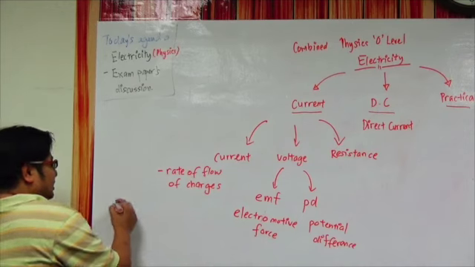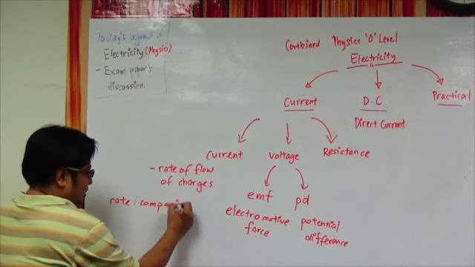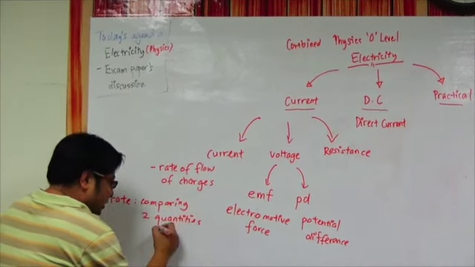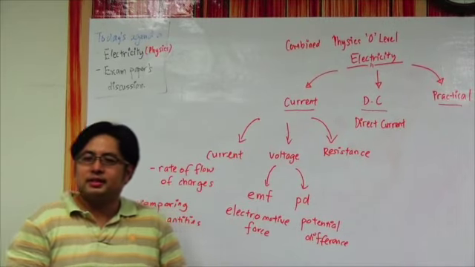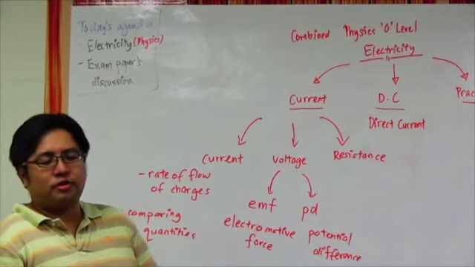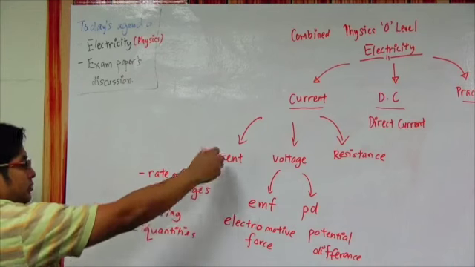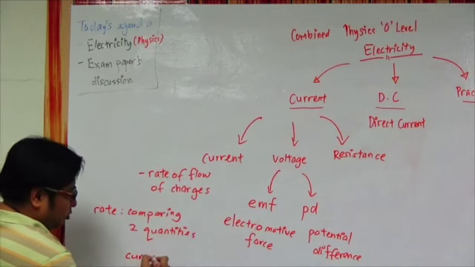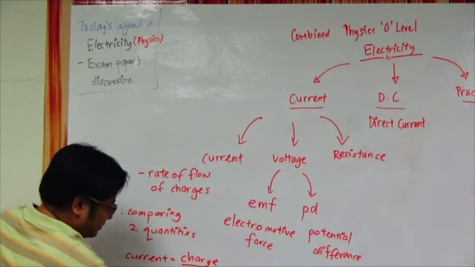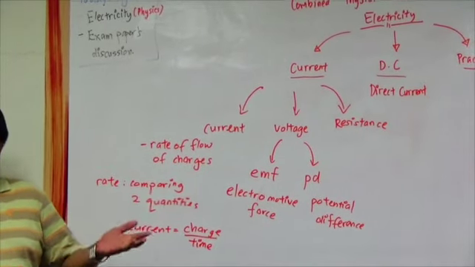But the rate here is actually comparing two quantities. Another big word. So what is quantities? Yes? Amount. So maybe it can be amount of the mass, amount of the volume. But for the rate of flow of charges for current, it is actually comparing two quantities, that is charge and time. So what is charge?